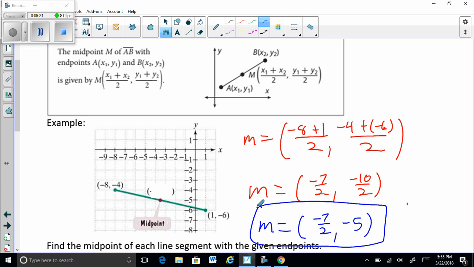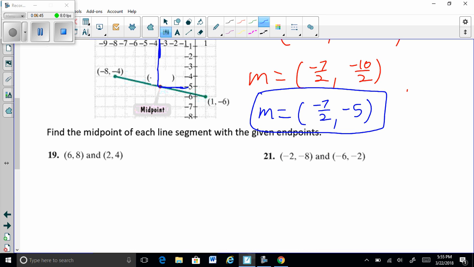Pretty simple. So if you want to find the midpoint, the point in the middle, you just basically average the x's and you average the y values. And if you were to look on this graph, you can see that, yeah, that lines up with -3.5 and -5 right there for your y value. So you can see that that is accurate. All right, so we'll probably just try another one or two of these.